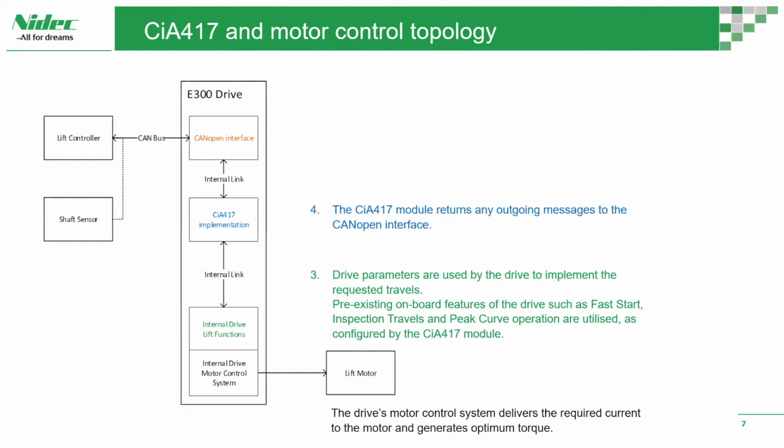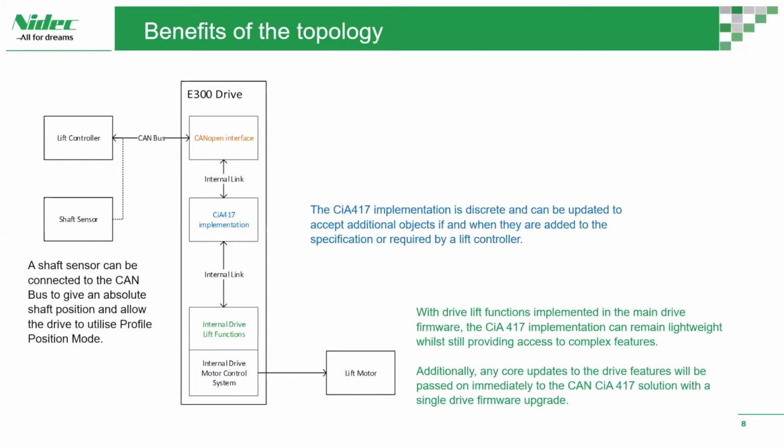Now, sort of going back the opposite way, so once all of this movement has happened, then the CiA 417 implementation, the module, if you will, returns any outgoing messages from the drive towards the controller back to the CANopen physical interface, and then the CANopen interface transmits these outgoing messages over the CAN bus back to the lift controller. So that's sort of how the control word, status word behavior operates, but I'll talk about that in a second.